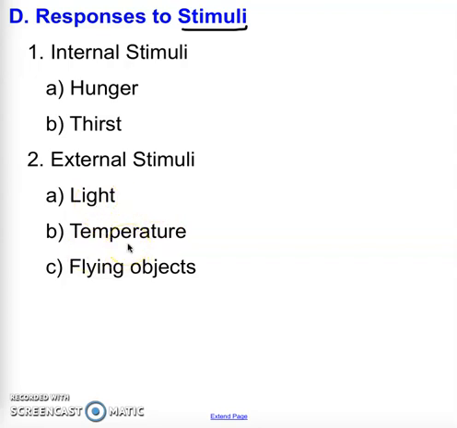Temperature is an external stimulus. If you come to my room and my room is chilly, you might go to your locker and grab a sweater, or if you don't have one, then you might shiver, and shiver is a response to that coldness. Flying objects. If I were to throw a ball at someone's head, you're going to flinch and try to protect yourself. That is a stimulus. You're responding to your environment.